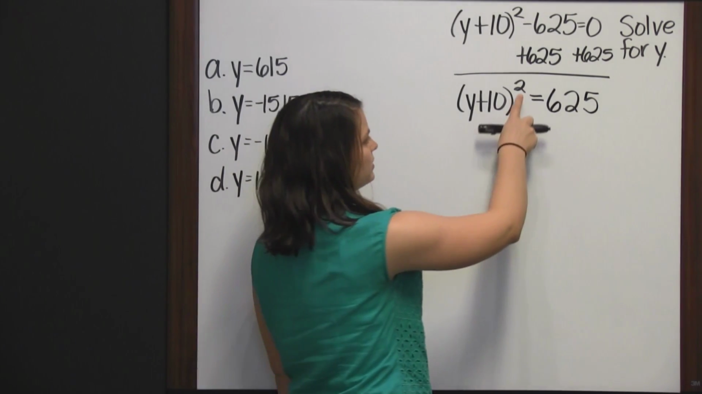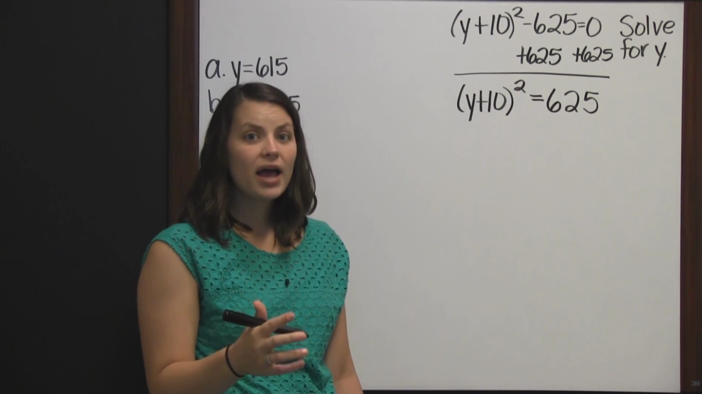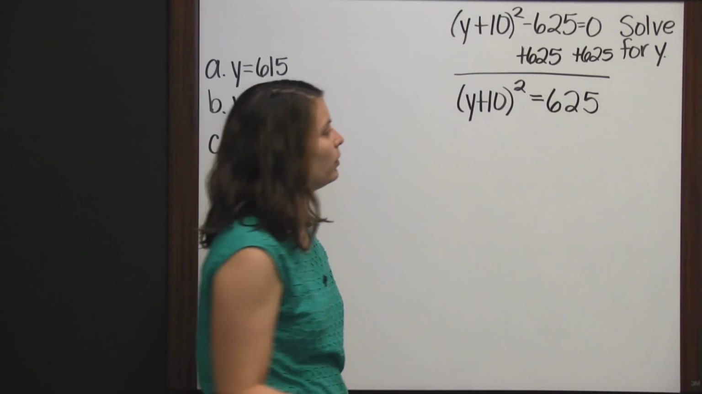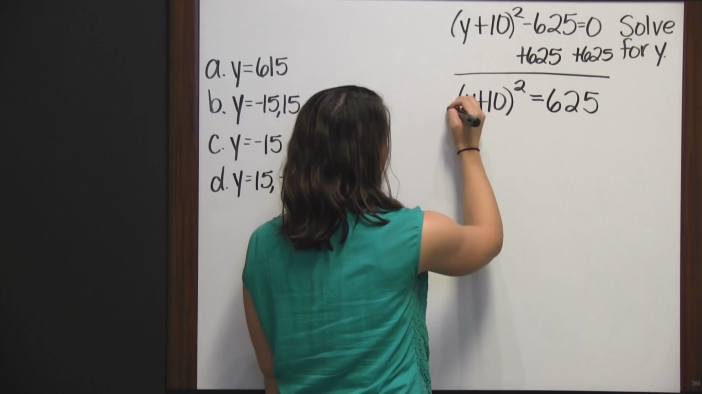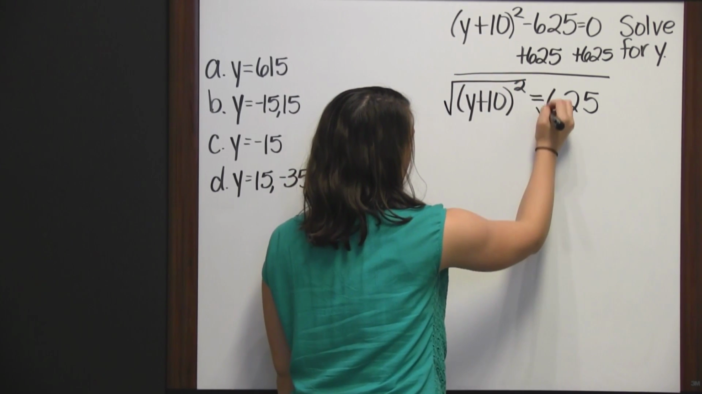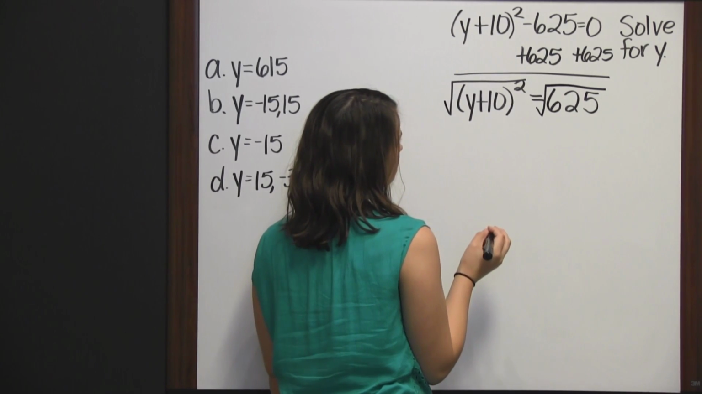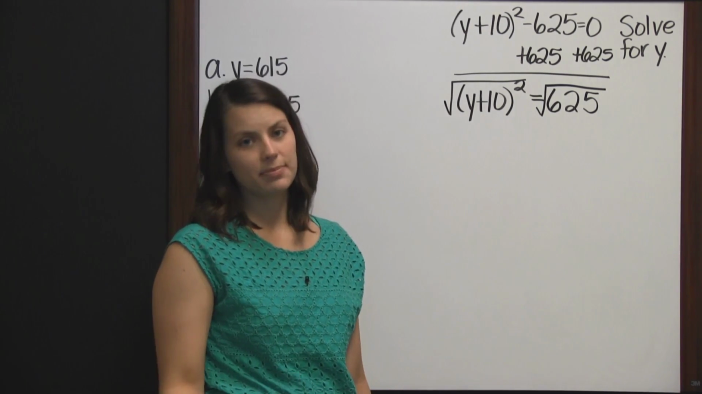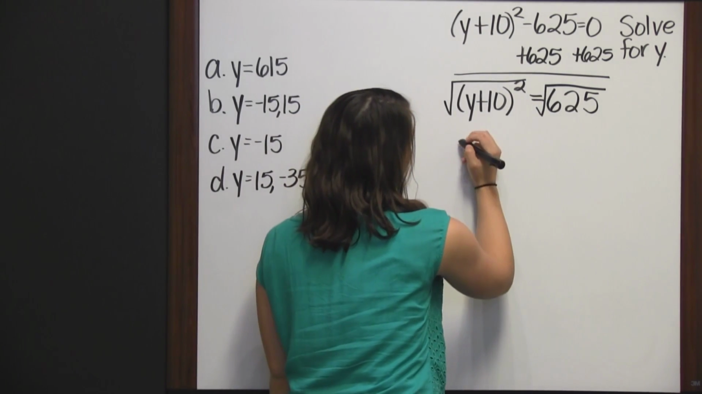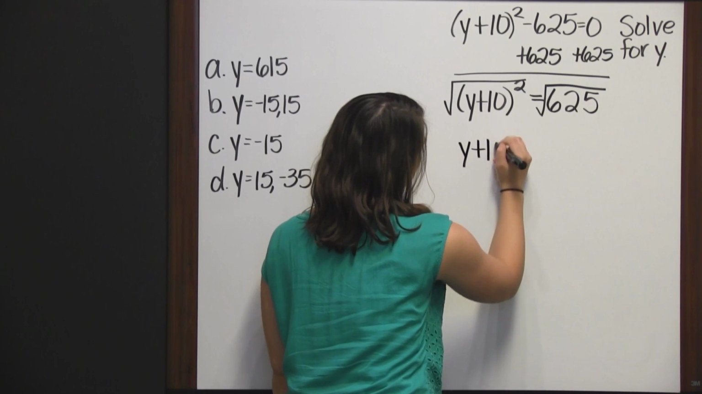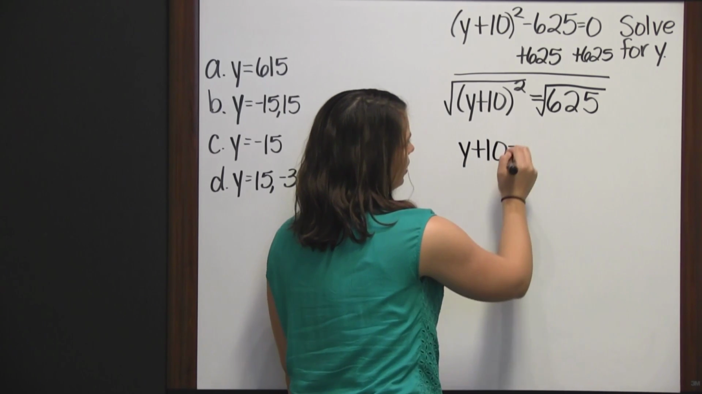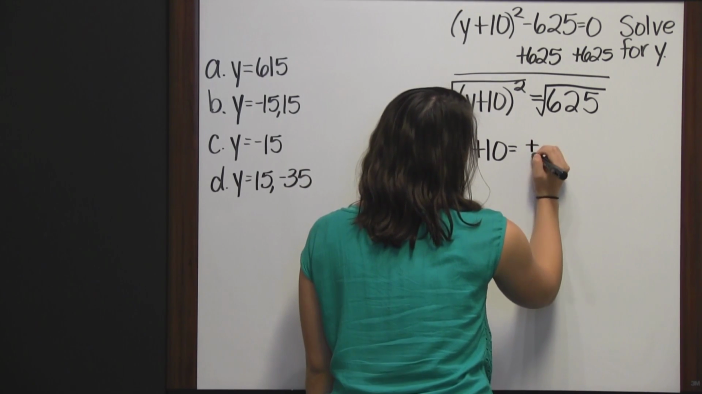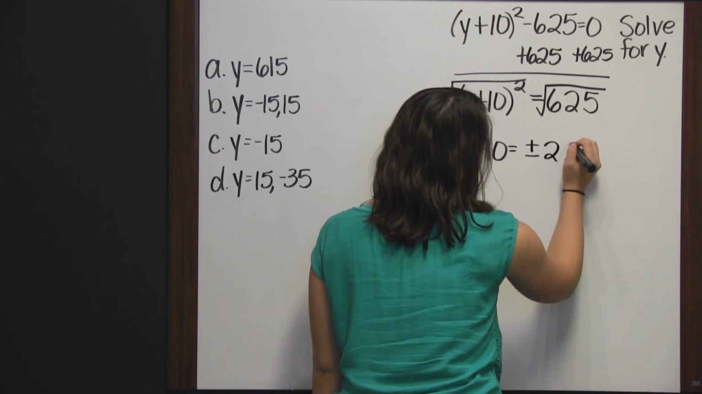Well, then we want to get rid of this squared because our y is kind of locked in those parentheses. So to unlock them, we want to do the opposite of squaring, which is square rooting. So we square root both sides. And the square root and the square undo each other. They're the exact opposites of each other. So they cancel each other out, and we're just left with y plus 10 equals, and when I take the square root of 625, I get plus or minus 25.